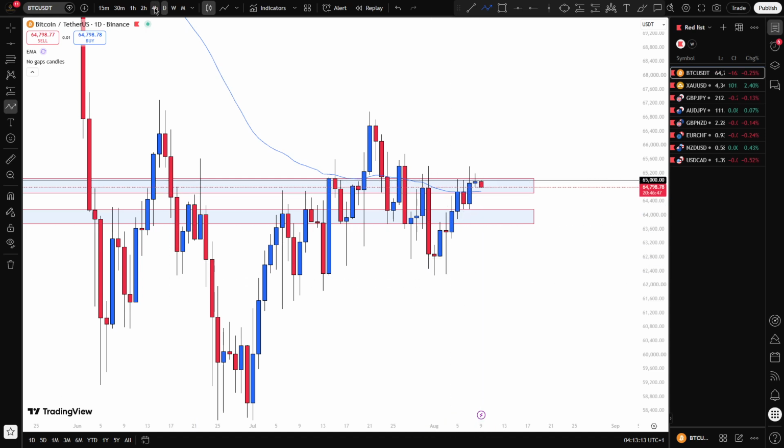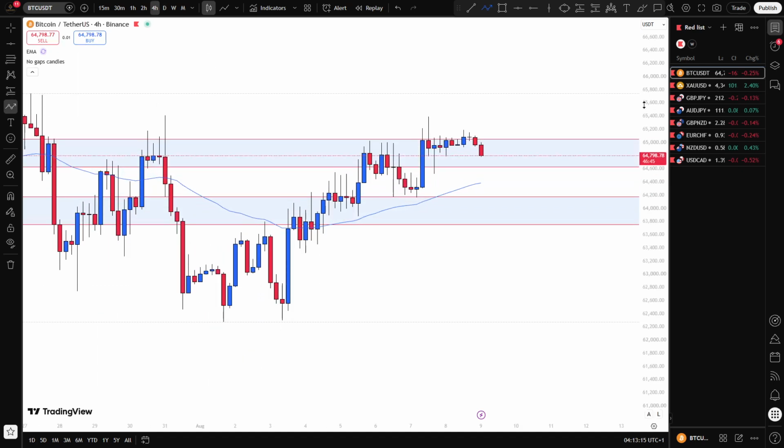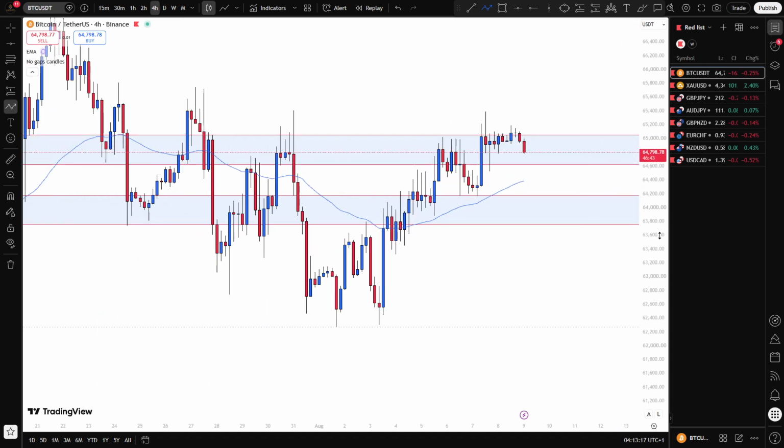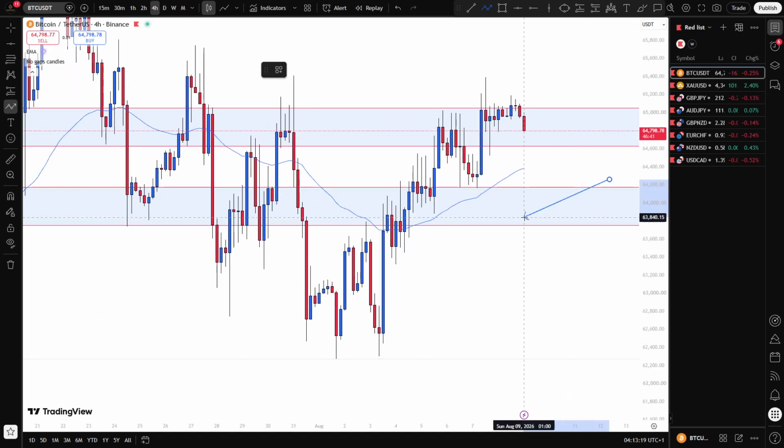Okay, and if we go down to the 4-hour time frame, the 4-hour is also bullish. You see, this is the higher high, higher low, higher high, higher low, higher high. So unless this candle closes like this, then it will turn bearish. But right now we are bullish on the 4-hour.